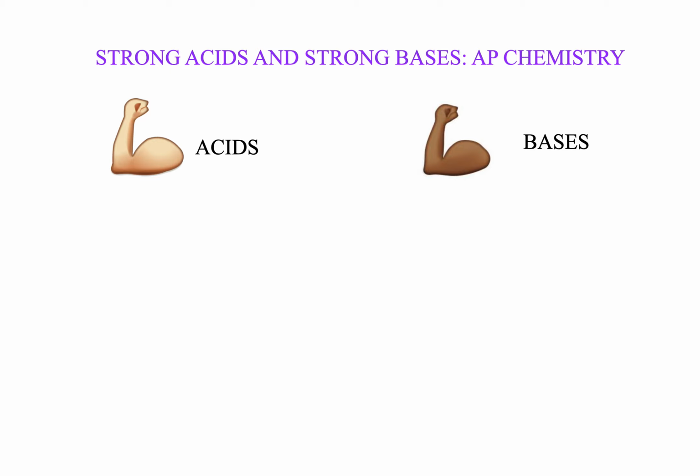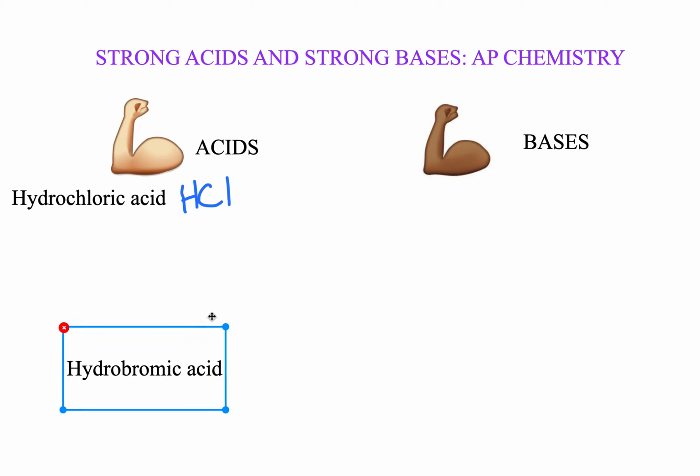Today we're going to be talking about strong acids and bases, which will be particularly helpful in AP Chemistry for multiple units because you'll need to have these memorized. So let's go right ahead. The first strong acid that we have is hydrochloric acid, and the formula for this is HCl. So once again, that's a strong acid.